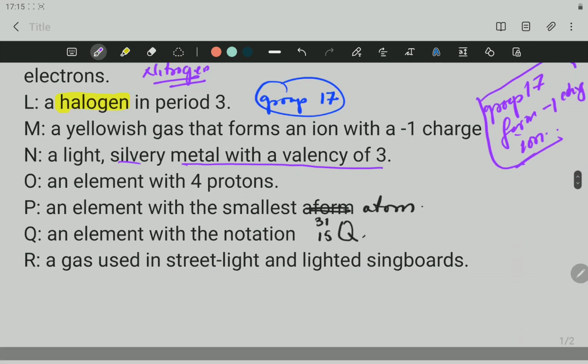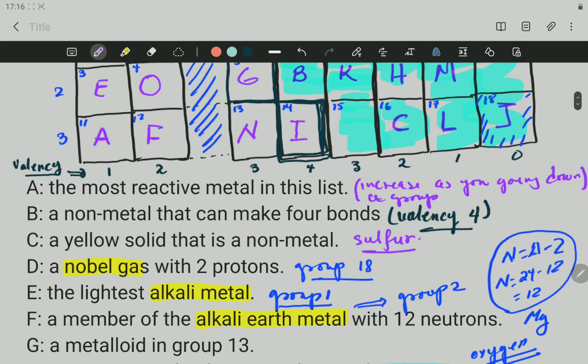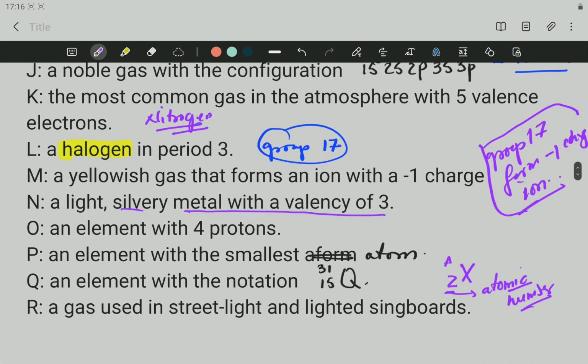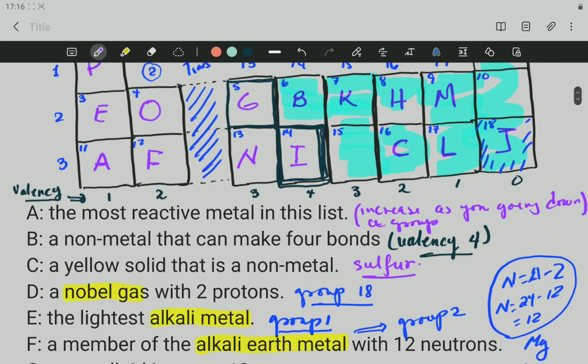So we're almost done. I think we have only 2 more. An element with a notation of Q3115. Remember, this is going to be X, Z at the bottom, A on top. So you're looking for the Z. The Z is going to be the atomic number. Atomic number, that is the number of protons. We practiced this one in previous videos. We're looking for number 15. So number 15, and that one is for Q. Number 15 is here, and there is going to be Q.